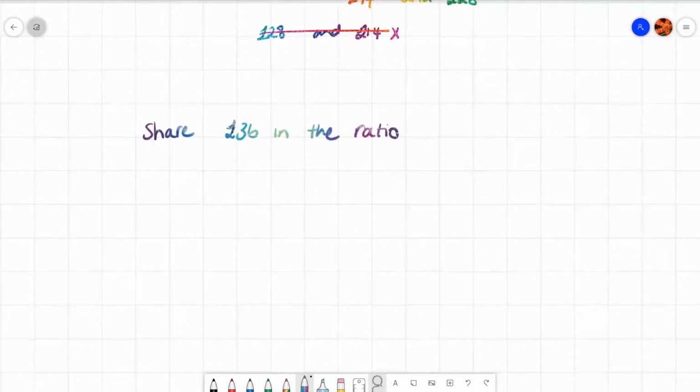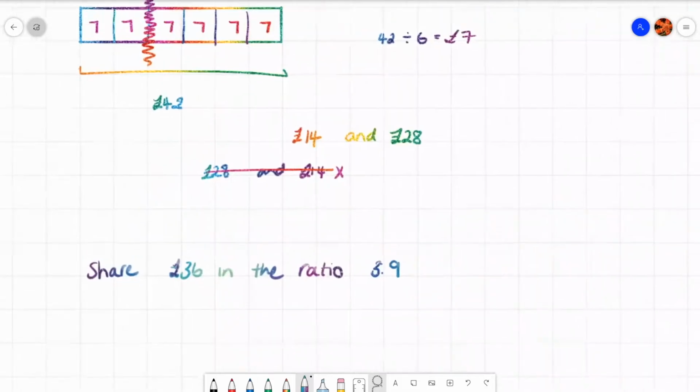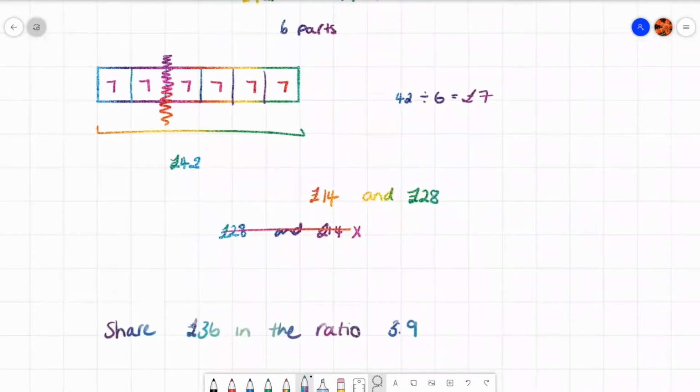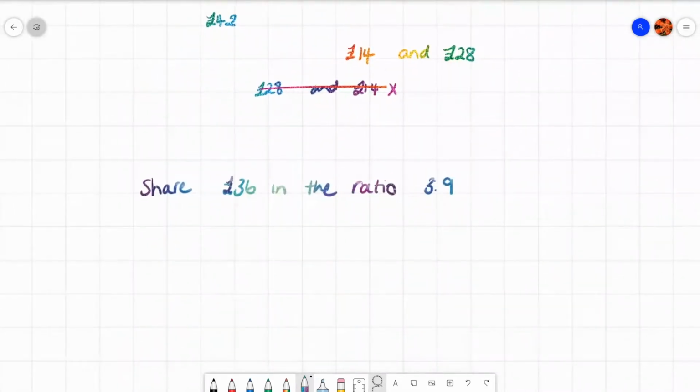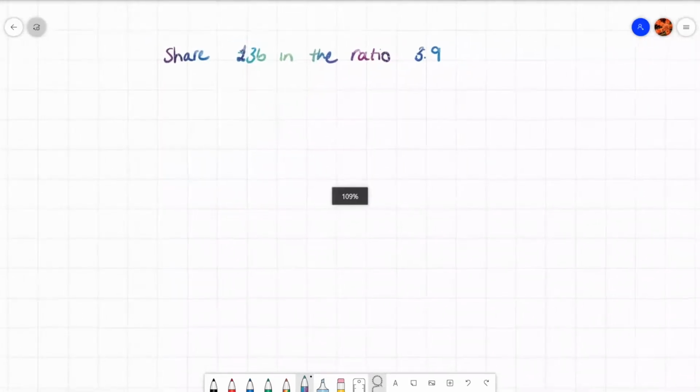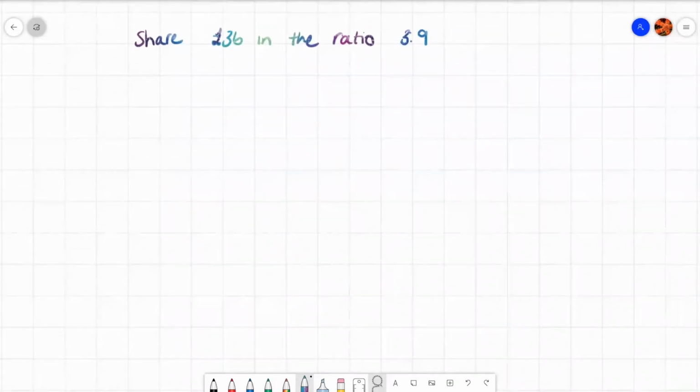Share £36 in the ratio, and we'll do three to nine. Okay, it gets slightly a little bit more complicated when you have big numbers and you have to draw big boxes. For example, the one above, you only have to draw six boxes, which is nice and simple. But I will show you obviously what happens if you end up with a big amount and you don't really want to draw those boxes in either.